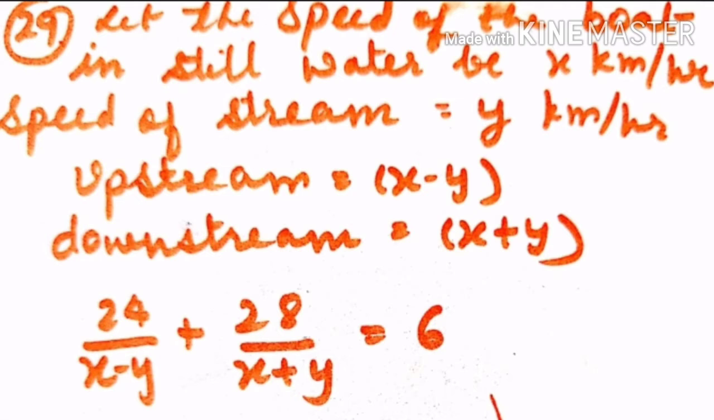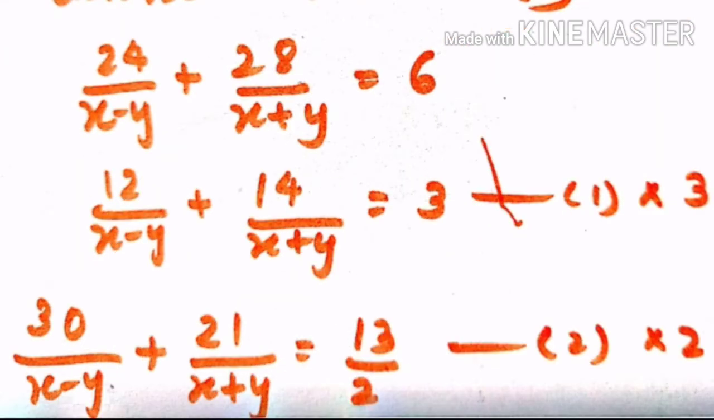Now you see students, something you have to think here: in all three terms, 24, 28 and 6, do you find something common? Yes, they all three are divisible by 2. So I will divide this equation by 2 to reduce the numbers. You can see I have divided the whole equation by 2 and written 12 upon x minus y plus 14 upon x plus y is equal to 3, and that is our equation number 1.